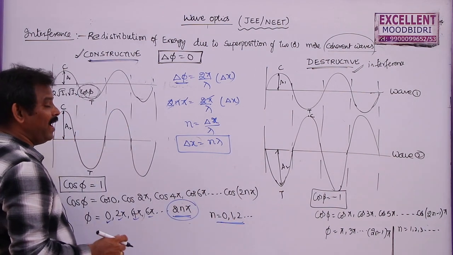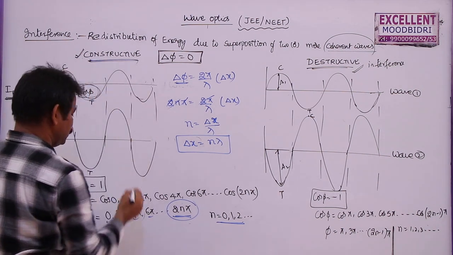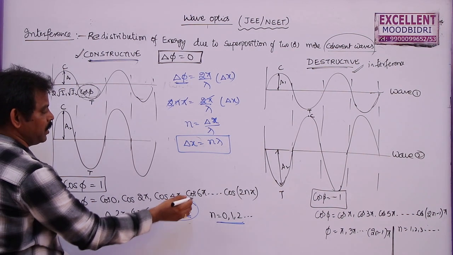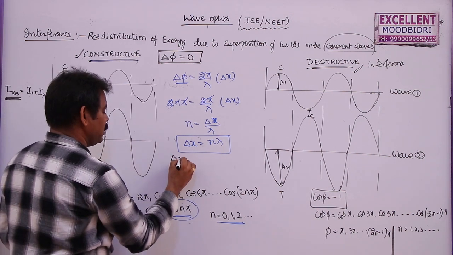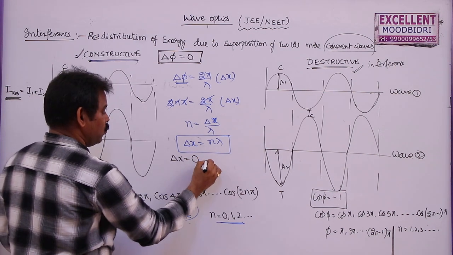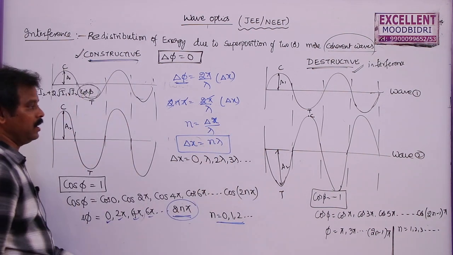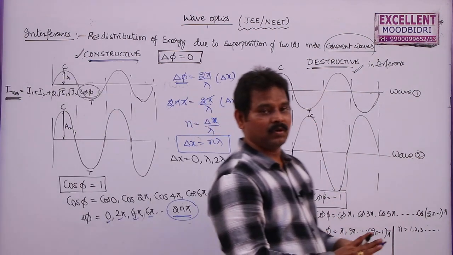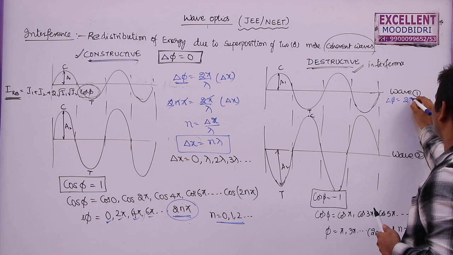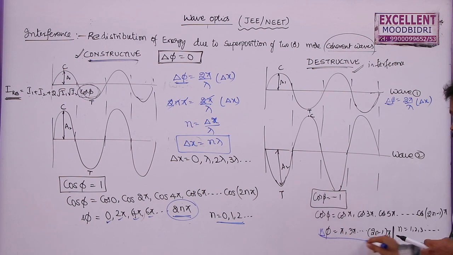So what must be the phase difference between the two waves so that they undergo constructive interference? The phase difference should be 0, 2 pi, 4 pi, 6 pi, and 2n pi. The path difference delta x is equal to n lambda, where n can be 0 also. So the path difference must be 0 or 1 lambda, 2 lambda, 3 lambda, and so on, n lambda. Similarly, in case of a destructive interference also, we can write delta phi is equal to 2 pi by lambda into delta x. But here delta phi, the phase difference, is this much.